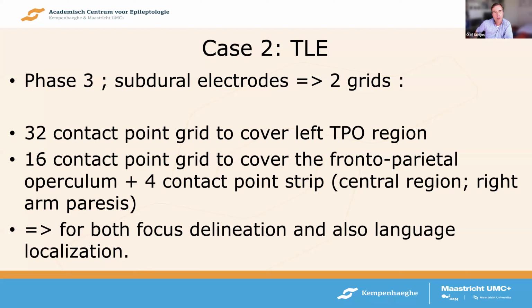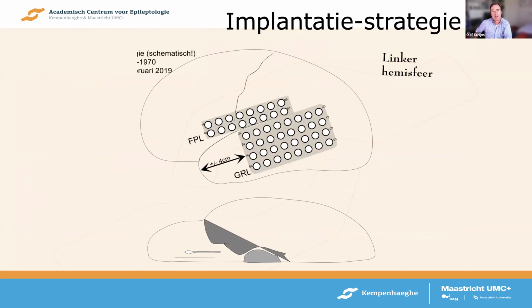We chose a 32 contact point grid to cover the left temporoparietal occipital region, this transient zone. Above that, a 16 contact point grid to cover the frontoparietal operculum, and a 4 contact point strip towards the central region. This was the scheme we made, with the 32 contact point grid in the temporal lobe, starting at 4 centimeters from the temporal pole.